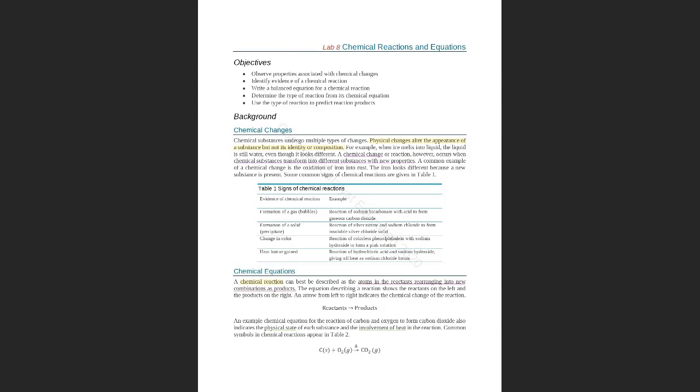So let's get started. The objective of today's experiment, chemical reactions and equations, is written at the beginning. The first and the main thing is to observe properties in chemical changes. In the report, you will have 7 different chemical changes, and you will need to observe them and write what your observations are.